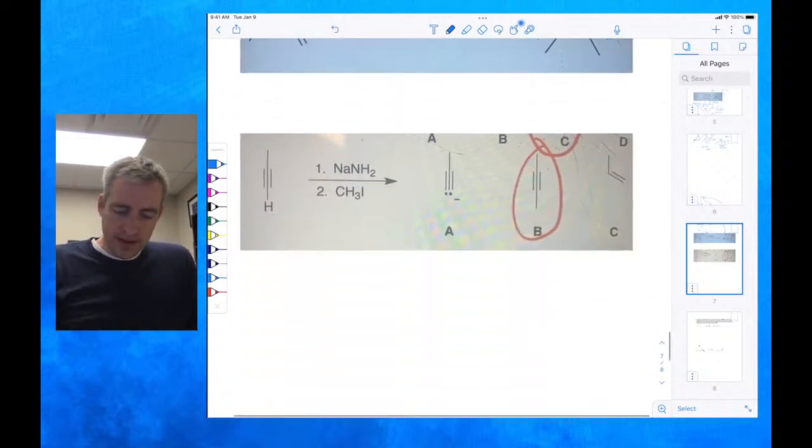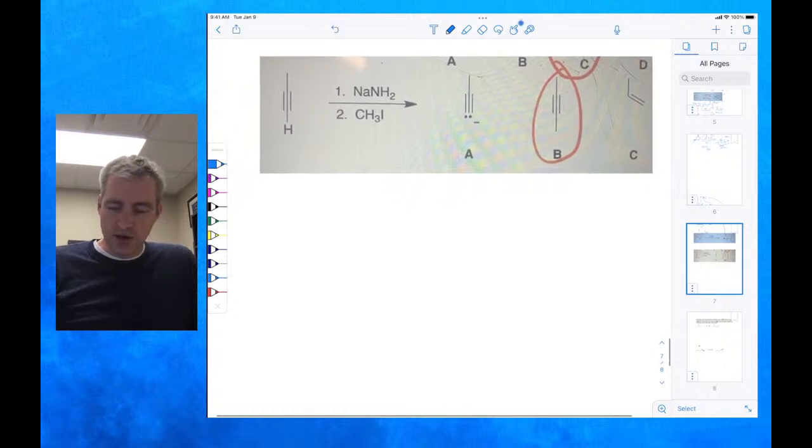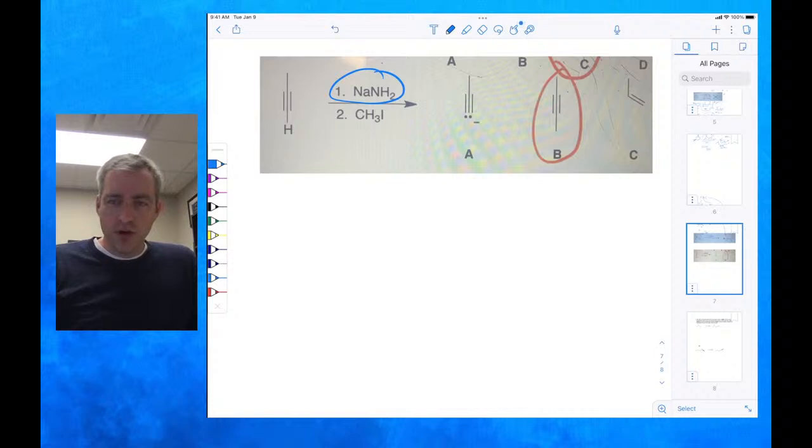Good. Next reaction. What's going on in this case? The answer is circled. This comes from the answer key from a previous year. NaNH2, what that is, is a very strong base. Again, we see sodium here as a sodium compound. Sodium dissociates away as Na+, leaving behind NH2-.